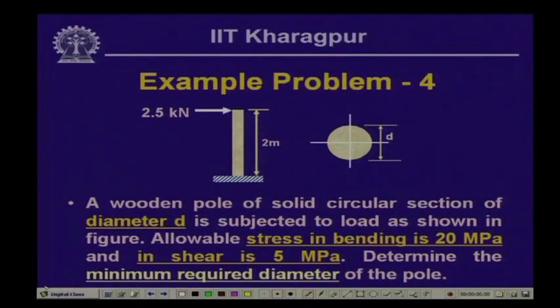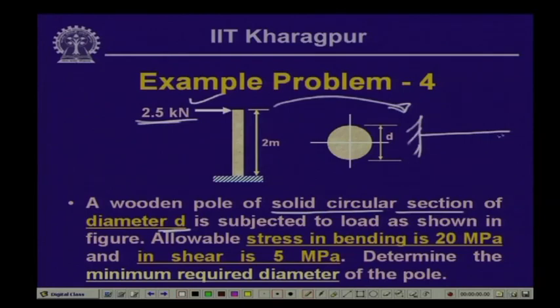Well, now let us look into this particular problem, which has relevance to the discussions we had today. The cross section of this pole, which is a wooden pole, is a solid circular section of diameter d, and it is subjected to a lateral load of 2.5 kilonewton at the top. You can take this as a cantilever beam subjected to a load at its tip of value 2.5 kilonewton, and the length is equal to twice 2 meters.